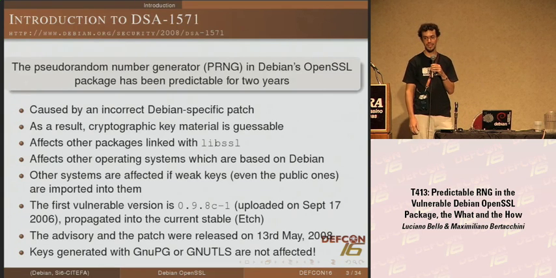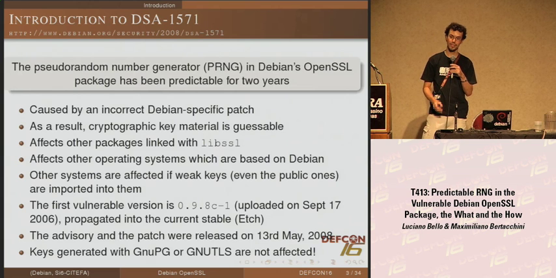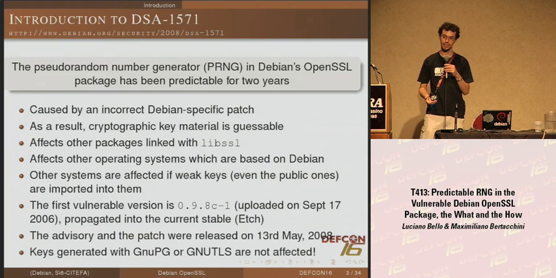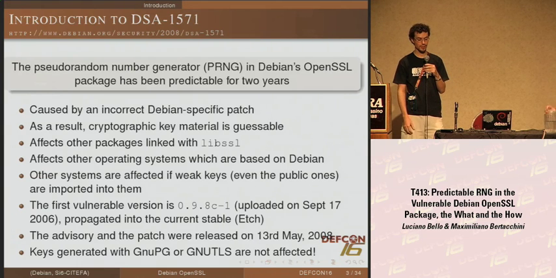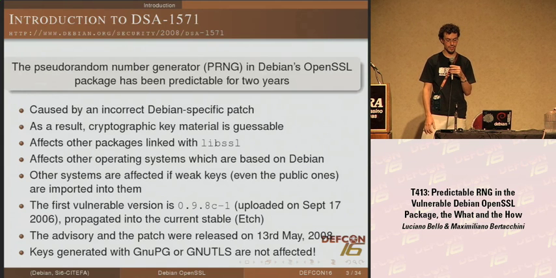This bug was caused by a Debian-specific patch introduced almost 2 years ago and remained unseen until a couple of months ago, when our friend Luciano discovered this problem that affected the random number generator in OpenSSL in Debian. This bug affected not only OpenSSL but the underlying library, libSSL, and every package that linked against this library. And not only did it affect the Debian distro, but any other distributions based on Debian, such as Ubuntu. It may also have affected other operating systems which, although not based on Debian, may have imported the packages into them.